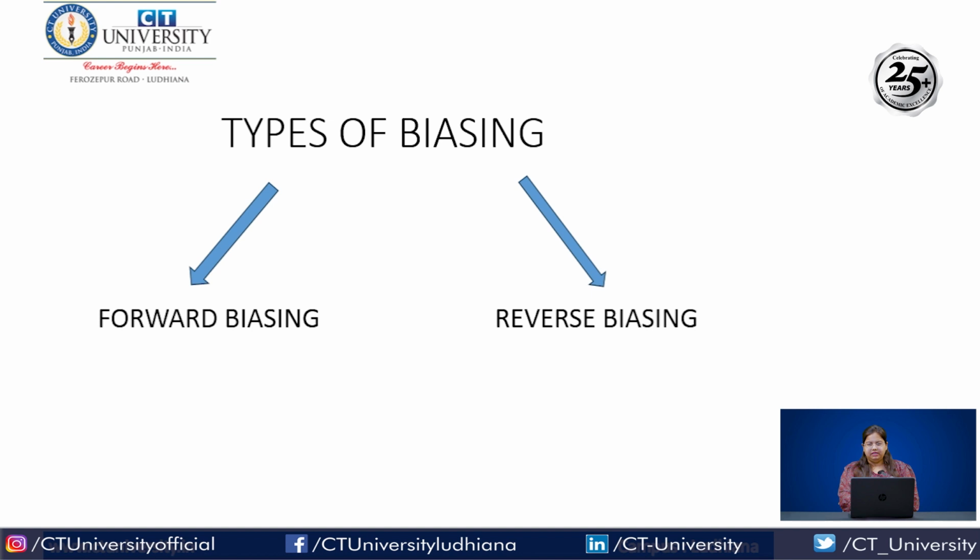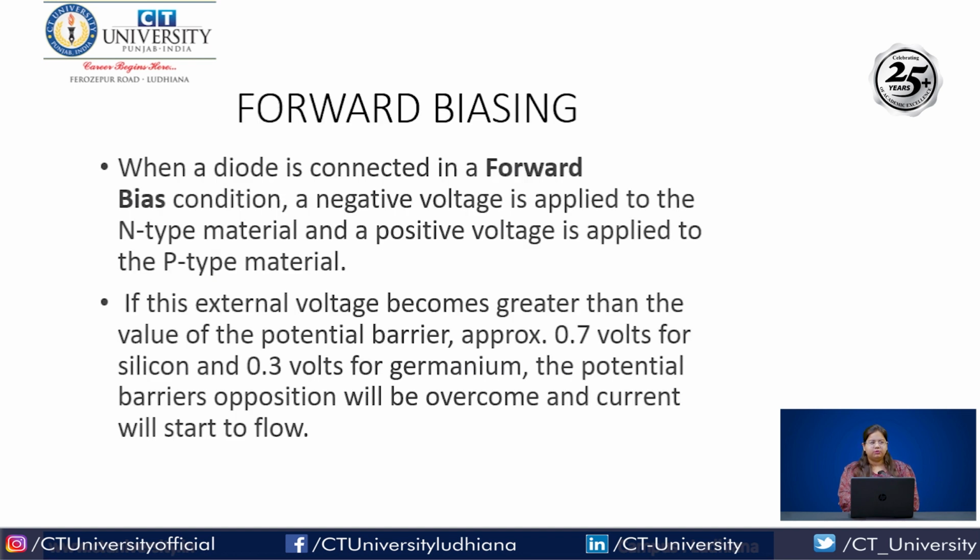There are two types of biasing. So first biasing is forward biasing and next one is reverse biasing. Let us discuss it one by one. First one is forward biasing. When a diode is connected in a forward bias condition, a negative voltage is applied to the N-type material and a positive voltage is applied to the P-type material. If this external voltage becomes greater than the value of potential barrier, which is approx 0.7 volts for silicon and 0.3 volts for germanium, the potential barrier opposition will be overcome and current will start to flow.